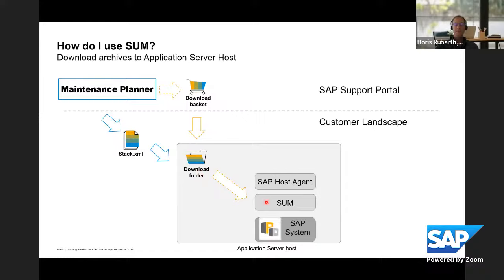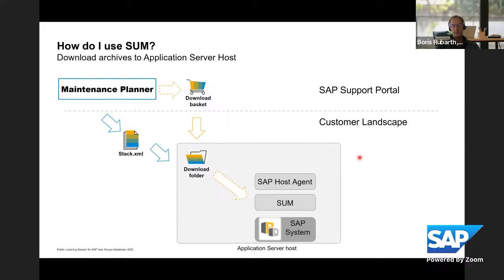And you will put this all into a download folder on the application server host where the software update manager is typically located. Then when you start the software update manager, the first question of the tool will be, where do I find the download? Where do I find this stack XML, this recipe that contains the information based on your choice in the Maintenance Planner? I would like to do an upgrade to a certain release. That is all stored in there, and the software update manager will read this information to know what to do.